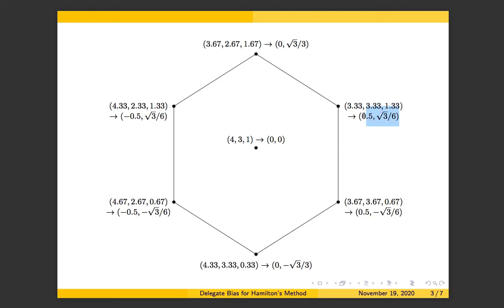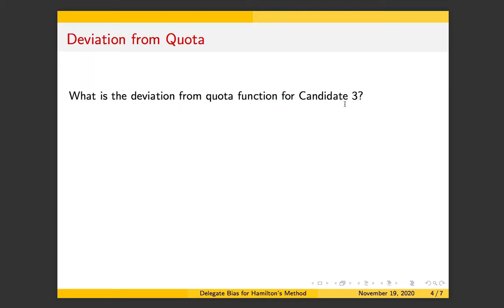It's just that this ordered pair here is the xy plane equivalent of this point here that was living in 3 space. So again, you should read this point and this point as synonyms. They are both encoding the same quota information. One of them just happens to live in 3 space where it started, and one has been pushed down to the floor. So now that we've seen how to take a hexagon and put it in the floor, what is the deviation from quota function for candidate 3?